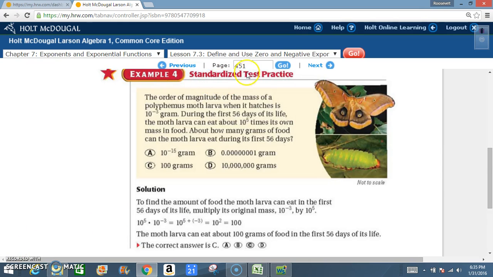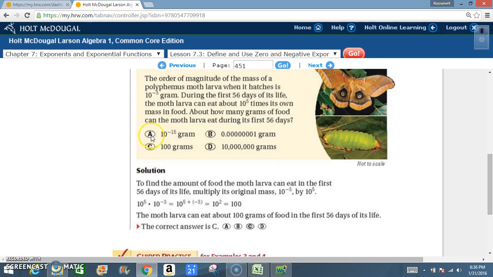Example 4, standardized test practice. The order of magnitude of the mass of a polyphemus moth larva when it hatches is 10 to the negative 3 grams. During the first 56 days of its life, the moth larva can eat about 10 to the 5th times its own mass in food. About how many grams of food can the moth larva eat during its first 56 days? All right, and here are our choices. We got to pick between A, B, C, and D.